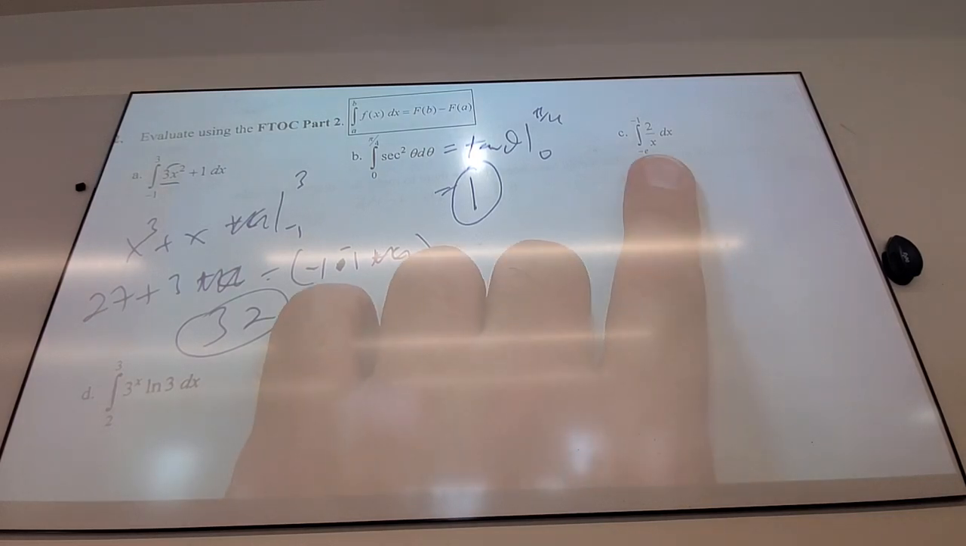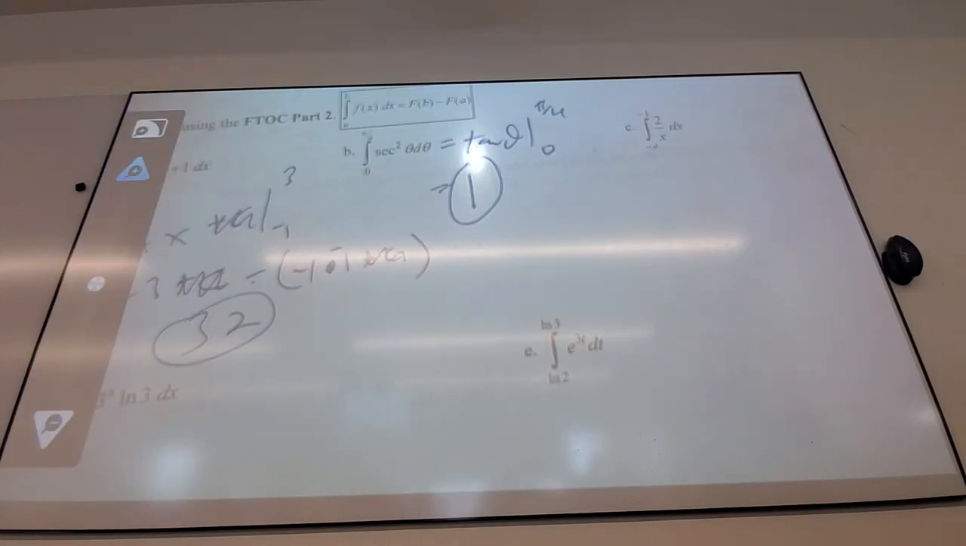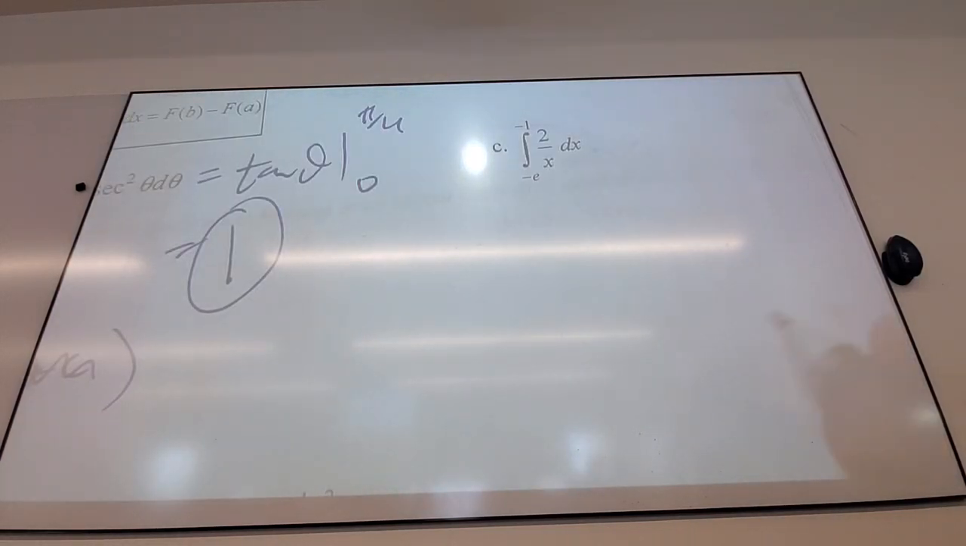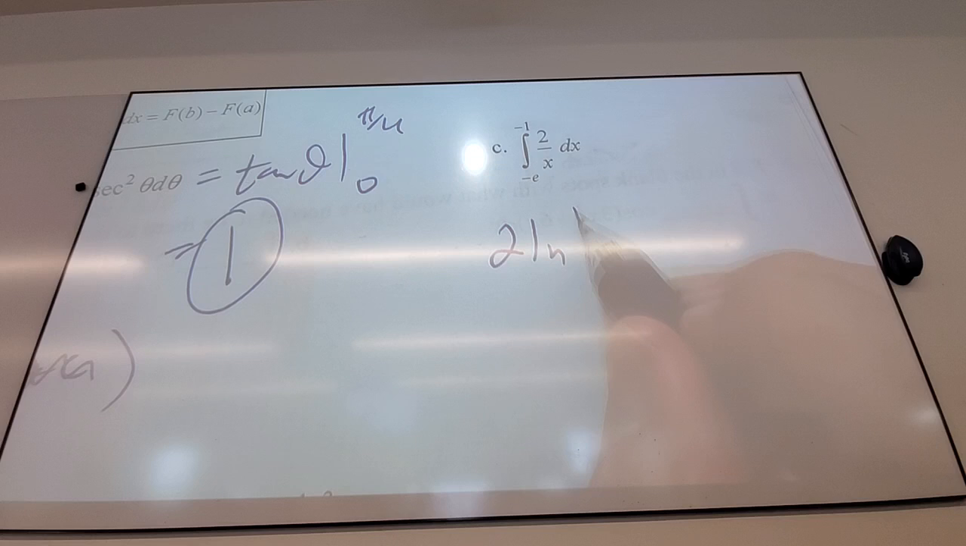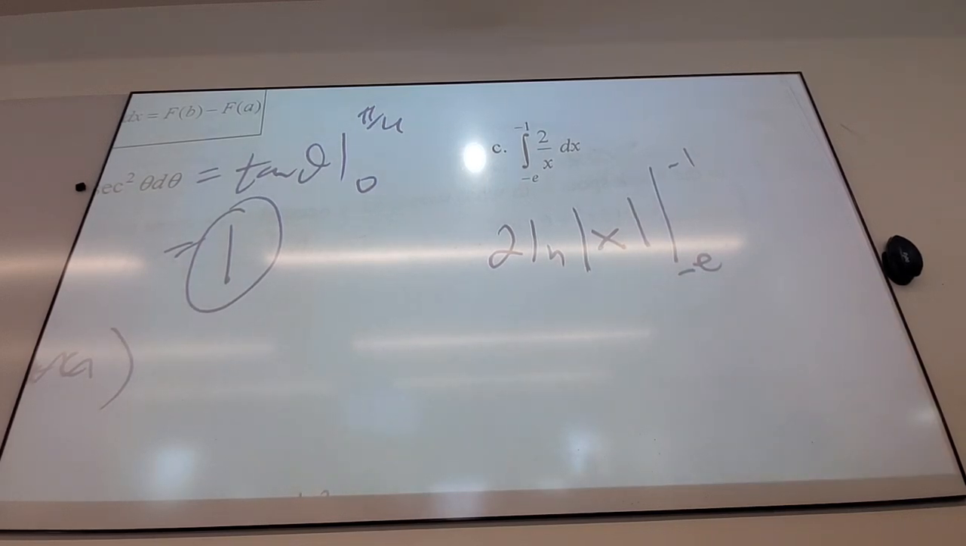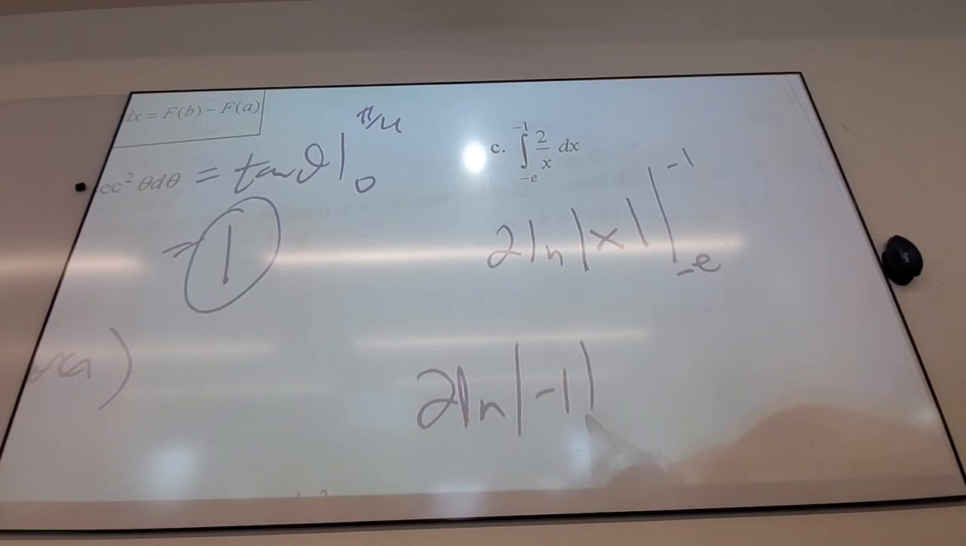And then this one is a practice in why it's important to remember what the integral actually is. What is the integral of 2 over x? 2 ln absolute value of x. And here that's definitely necessary because my inputs are negatives. So this would be 2 ln absolute value negative 1 minus 2 ln absolute value negative e.